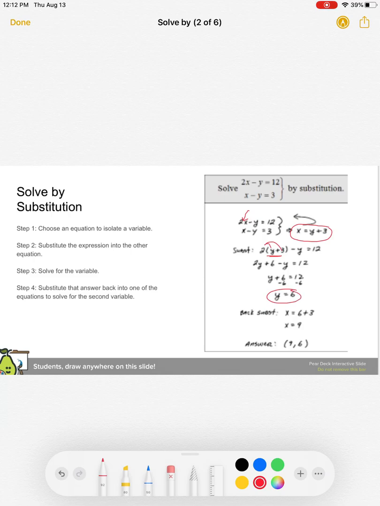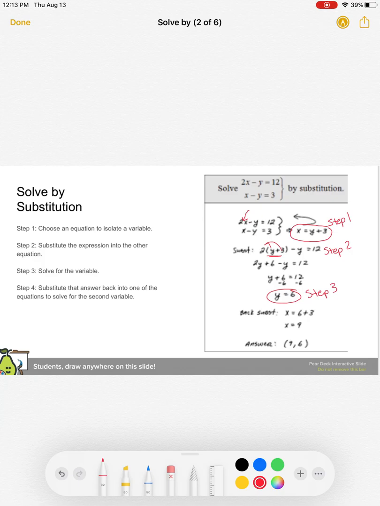Okay? So step 3 was solve for the variable. This was step 2. They substituted. In step 1, they got a variable by itself. Substitution. Solve for the answer.